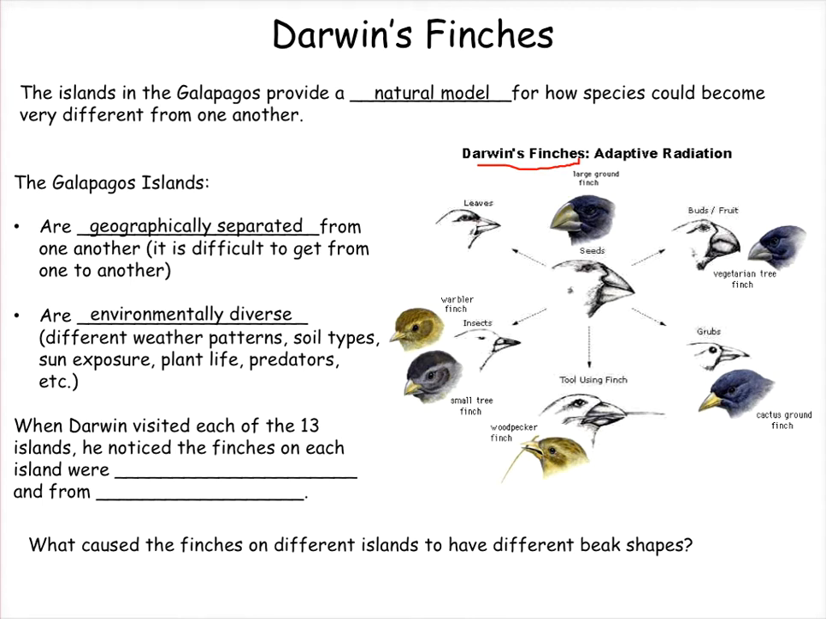So, when Darwin visited each of the 13 islands, he noticed that the finches on each island were different from each other. And additionally, they were also different from the mainland finch. We can see this in the diagram. The mainland finch is here in the center.